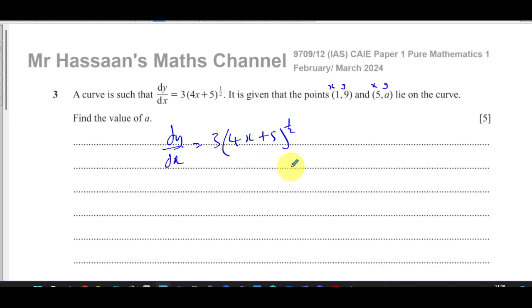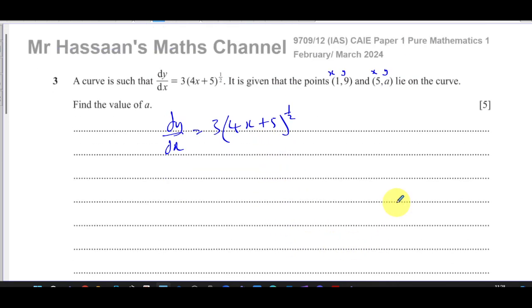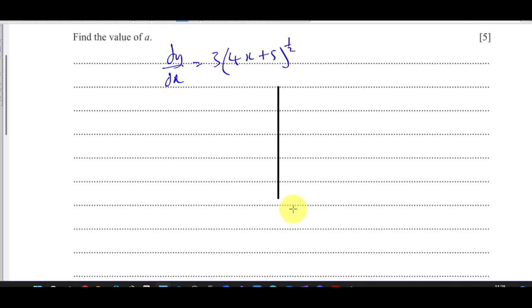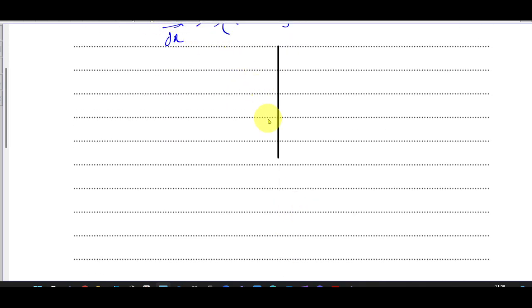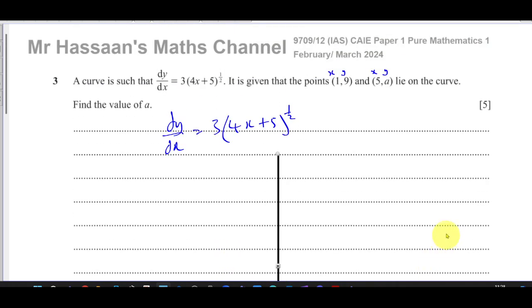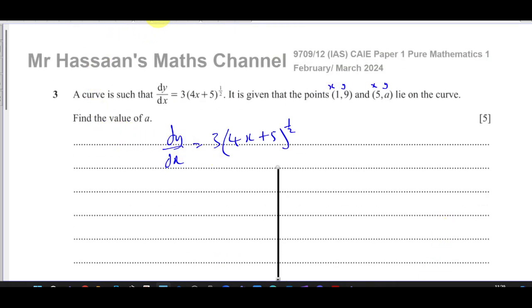Now, there's two ways that we can do this, and I'm going to show you both ways. One way is using integration, which is indefinite, using plus c. And the other way is using the limits in a way, which is the way I personally prefer. So I'll show you both ways. Okay, I'm going to show you first using the way I prefer.